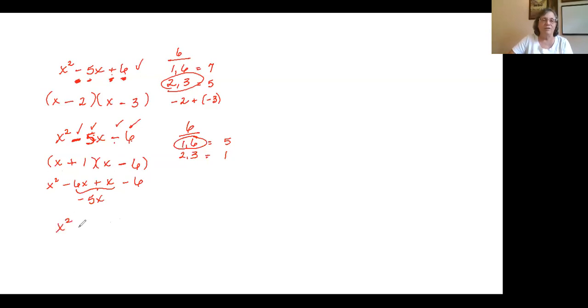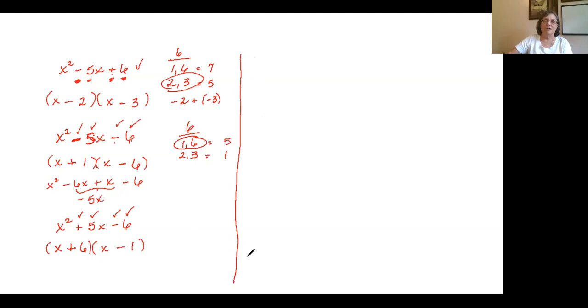And by the way, if this had been x squared plus 5x minus 6, we would still need factors of 6 that subtract to give us 5, which would be the 6 and the 1. But now it has to be a positive 5, so it would have to be a plus 6 and a minus 1. Let's look at a couple other combinations.